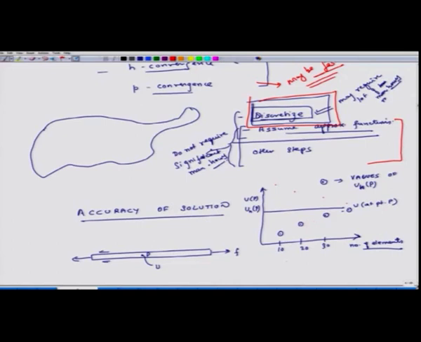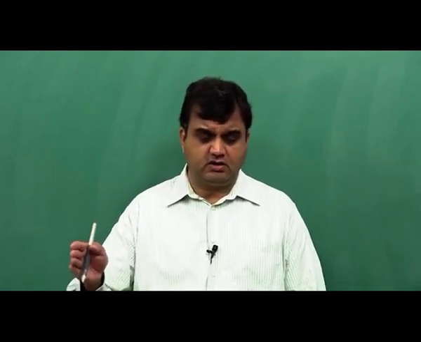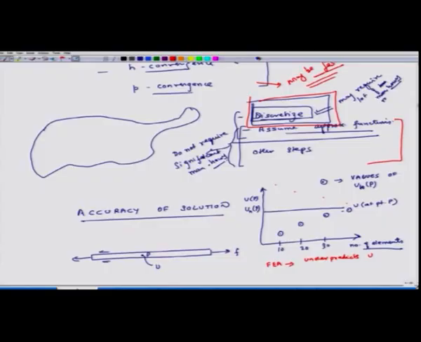Essentially what we are saying here is that the FEA solution under predicts displacement. Okay. So in a lot of cases, when you are trying to predict displacement, the theoretical value will be more than the FEA value. But as you keep on increasing the number of elements, the FEA value will approach that theoretical value.